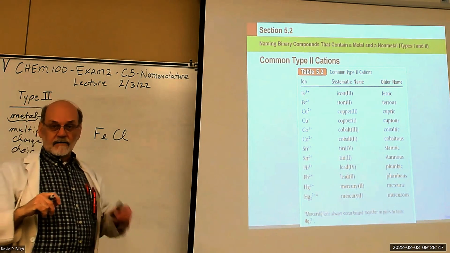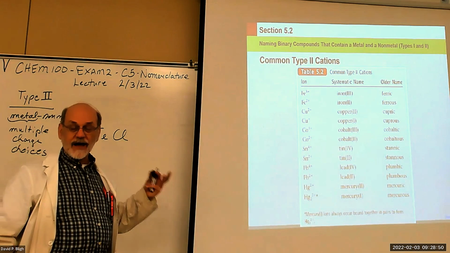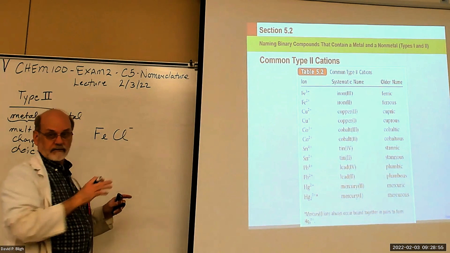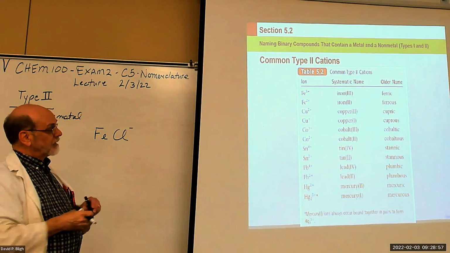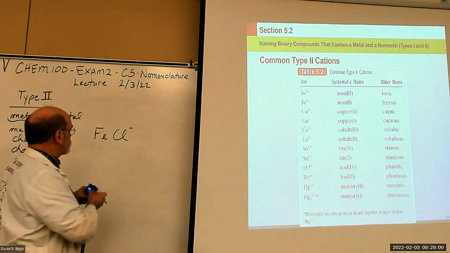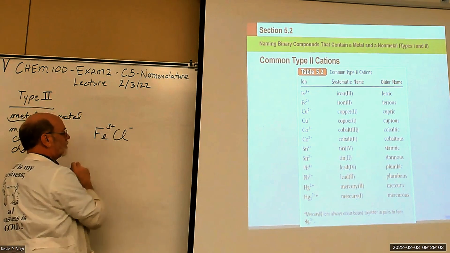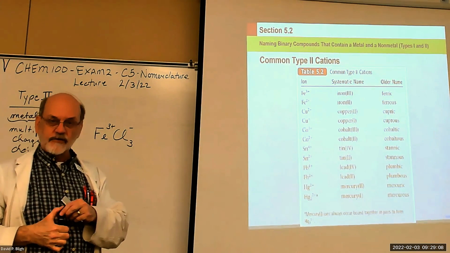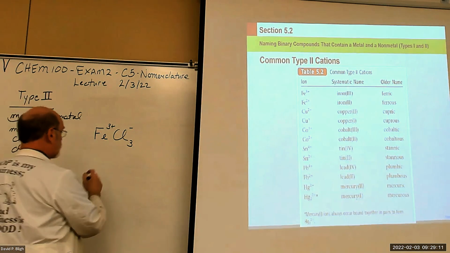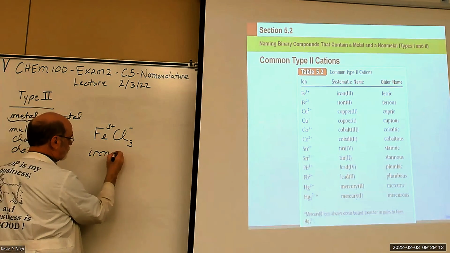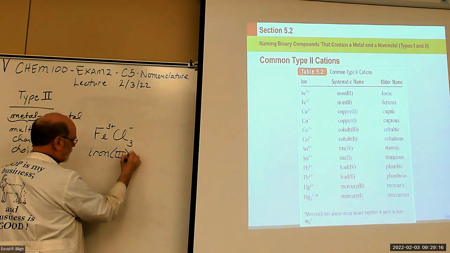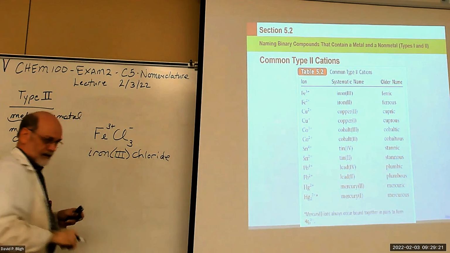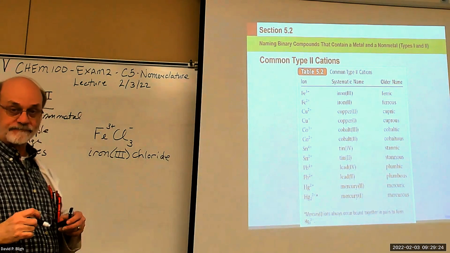Okay. I can't finish that until I know what the charge on iron is. I know what the charge on chlorine is, right? It's a -1. What's the charge on iron? Well, let's just start at the top. If this is a 3+, we need to write this with 3 chlorines to balance the 3+. And this would be named iron(III) chloride. Okay?